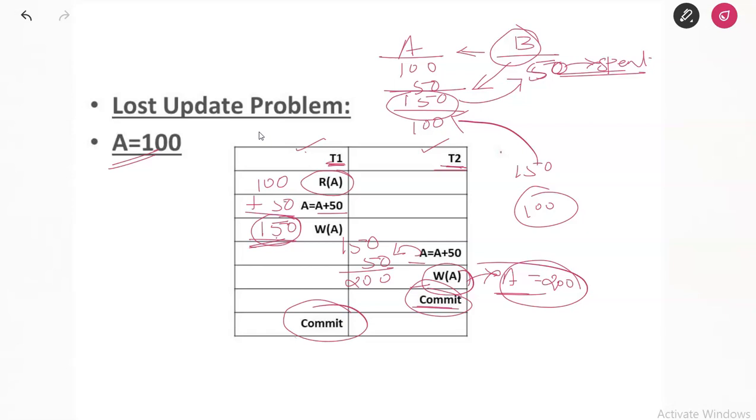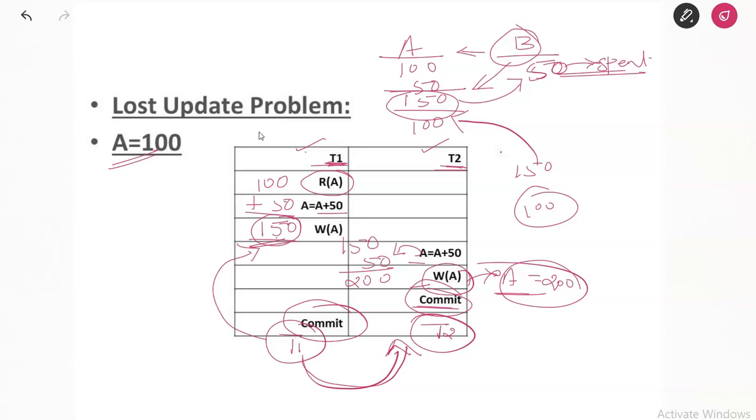Now transaction T1 is in confusion. It is trying to overwrite the value written by some other transaction. So try to understand here: transaction T1 is trying to overwrite the value which has been written by another transaction T2. It is not trying to commit the value that it changed. It is trying to commit the operation on a value that has been changed by some other transaction. So that is the concept of the lost update problem.